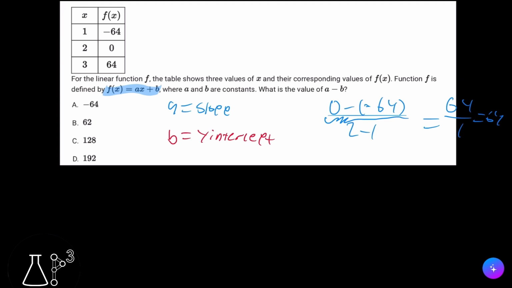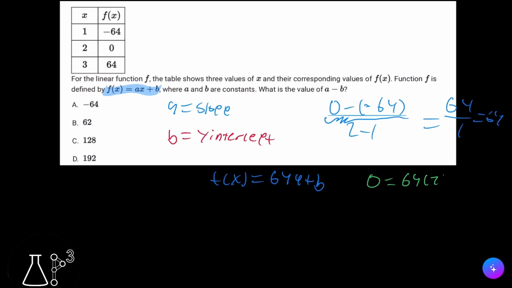So I can rewrite the equation as f of x equals 64x plus b, because we still need our b value. How can we look for our b value? In this case, I want to plug in the point where x is 2 and f of x equals 0. So I can rewrite the equation when x equals 2 as 0 equals 64 multiplied by 2 plus b.